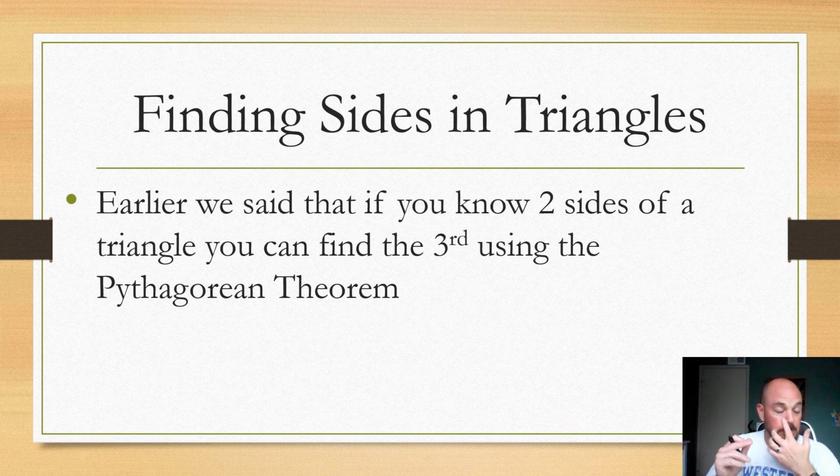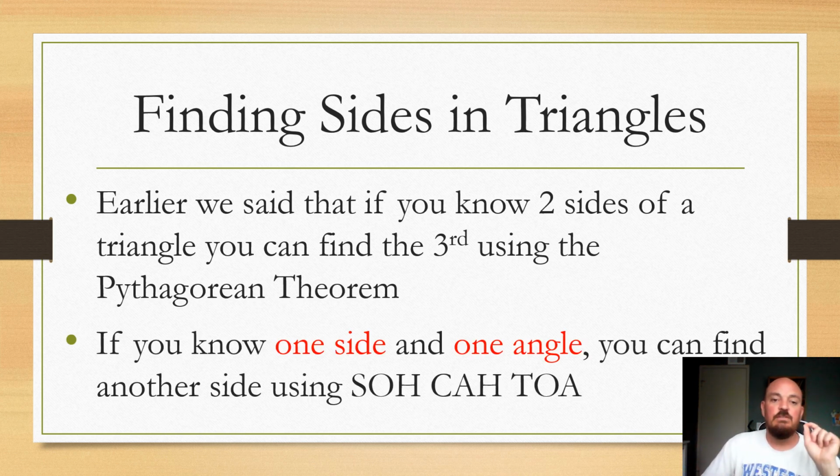We know from earlier in the year, if you know two sides of a right triangle, you can find the third one using Pythagorean theorem. You don't need SOHCAHTOA. You just do a squared plus b squared equals c squared, you got your third side. Now this is going to be a new problem you haven't seen before. If you know one side and one angle, not counting the right angle, one of the two acute angles. So you already have the right angle. If you know one side and one other angle, then you can find another side using SOHCAHTOA, and I want to show you how to do that today.